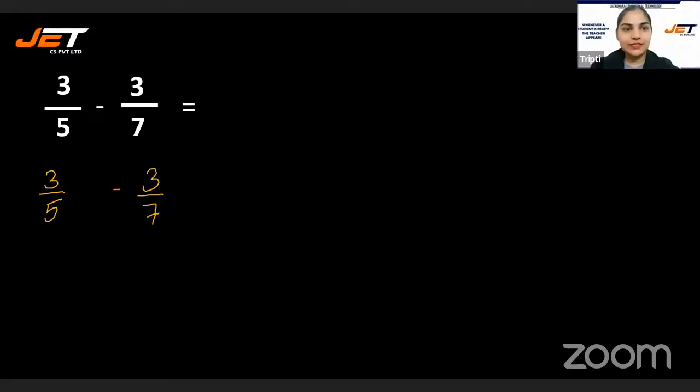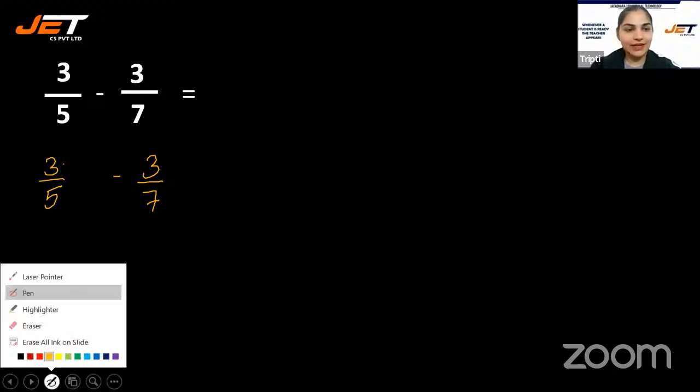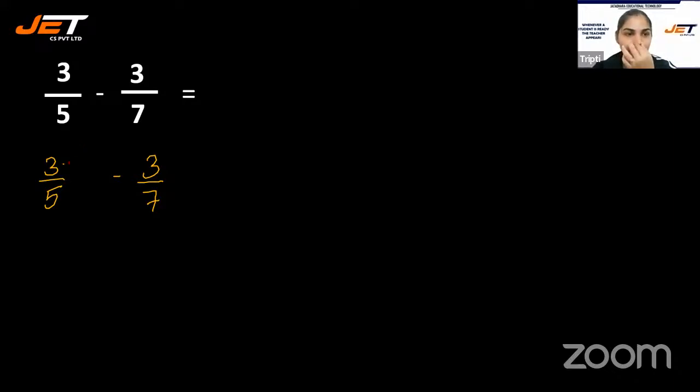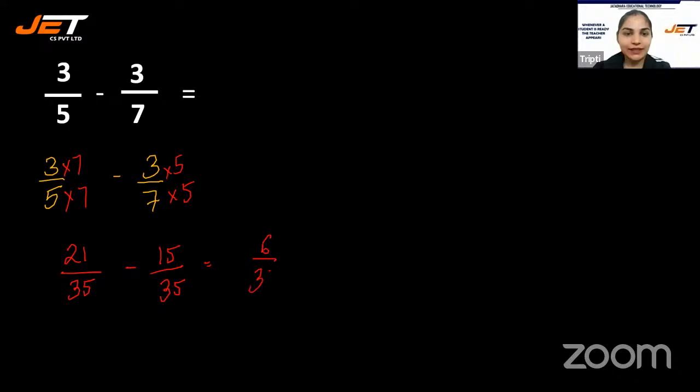Okay, so I hope it's done because these are very easy questions and they require only 20 to 25 seconds. So here, multiplying the denominator of the second fraction with the first fraction and the denominator of the first fraction with the second fraction in order to make the denominator same or make the fractions like. 3 times 7 is 21, 5 times 7 is 35, minus 3 times 5 is 15, and 5 times 7 is 35. So 21 minus 15 is 6 by 35. That's the answer.